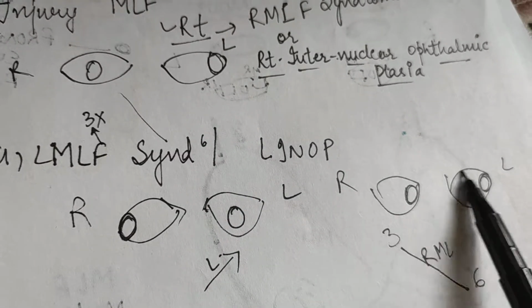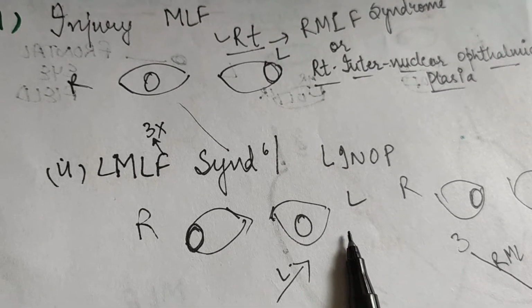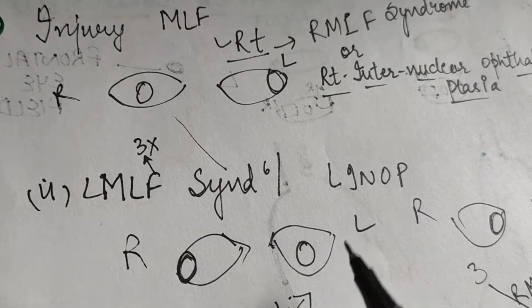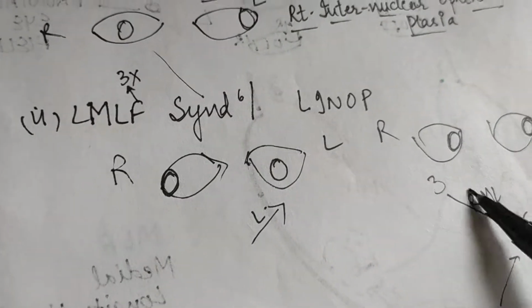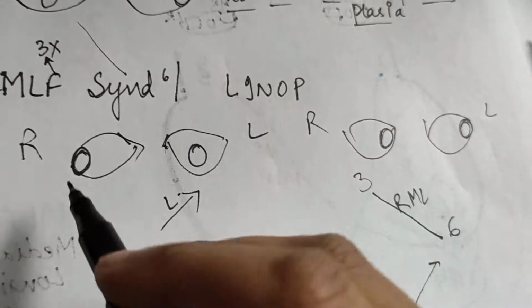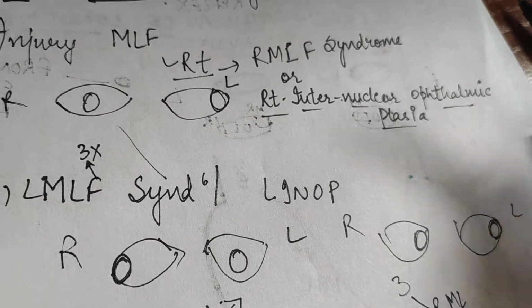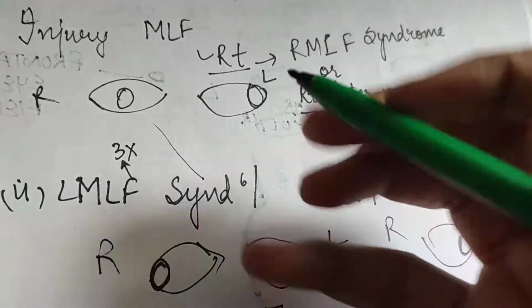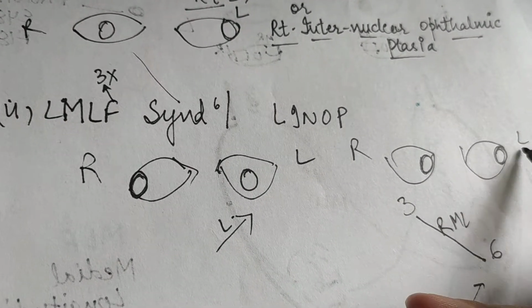If you see about abduction, the abduction is normal, but the adduction cannot happen, because adduction happens through the third cranial nerve, and the third cranial nerve should be connected through the MLF. In this abducting eye, abduction means out. Adduction means inward. This is adduction, this is abduction.